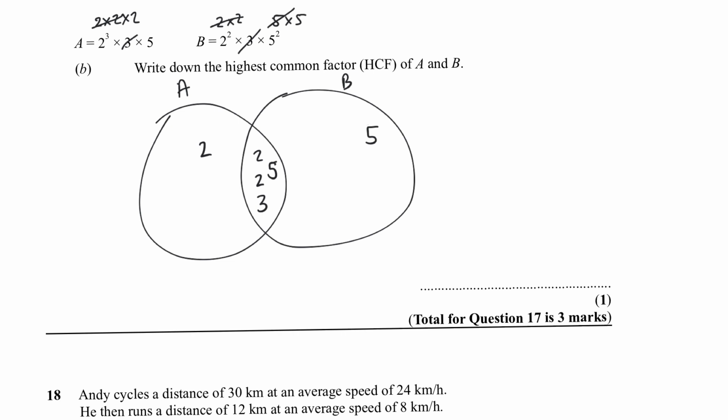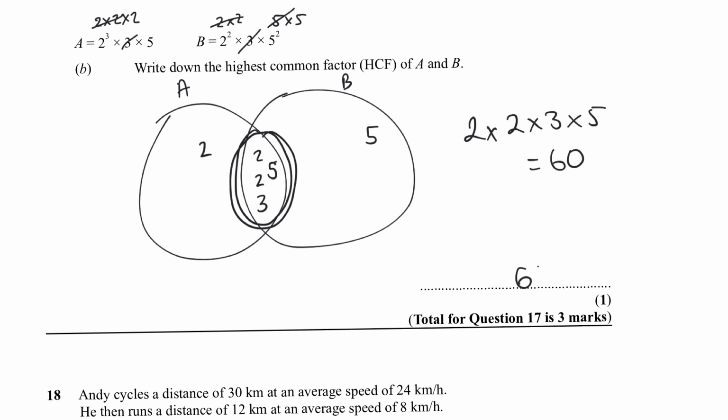Okay, so highest common factor just focuses on the numbers in the middle. So that'll be 2 times 2 times 3 times 5. So again, into your calculator, that would leave you an answer of 60.